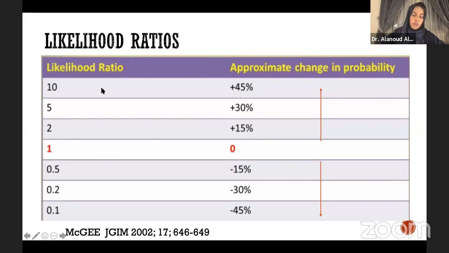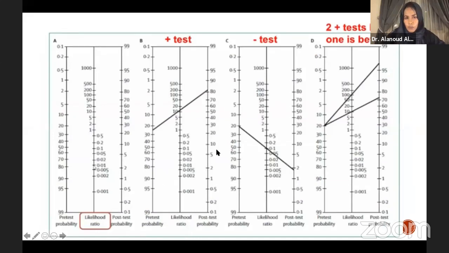Let's say the baseline pre-test probability is 20%. If you choose a test with a likelihood ratio of 10, you will have a post-test probability of 75%. And a negative likelihood ratio, less than 1, is the opposite. It will decrease the pre-test probability. And here's the nomogram. You can find it in textbooks and in articles.